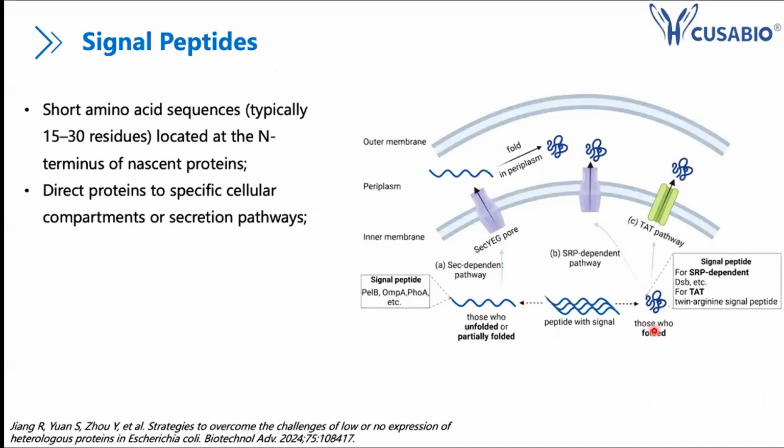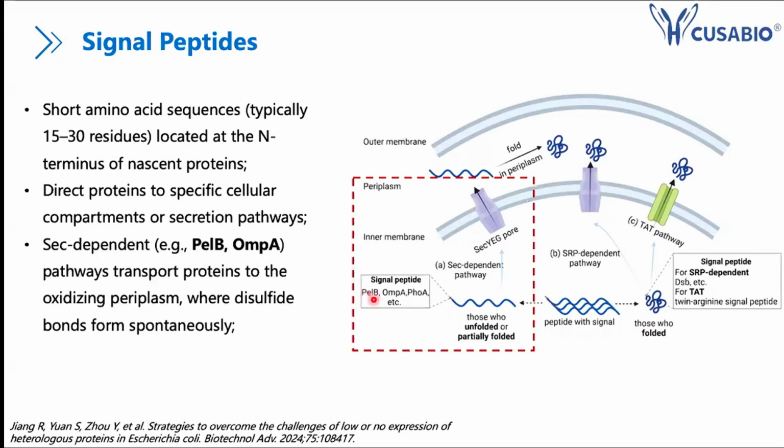Then another solution I want to introduce today is the signal peptide. A signal peptide is similar to a fusion protein, but the functions are very, very different. A signal peptide usually directs the nascent protein to a specific subcellular compartment or environment. This is a very short illustration of the secretion system, and I want to highlight PelB. PelB is commonly used in the E. coli system. With the PelB signal peptide, it can transport proteins to the periplasm.